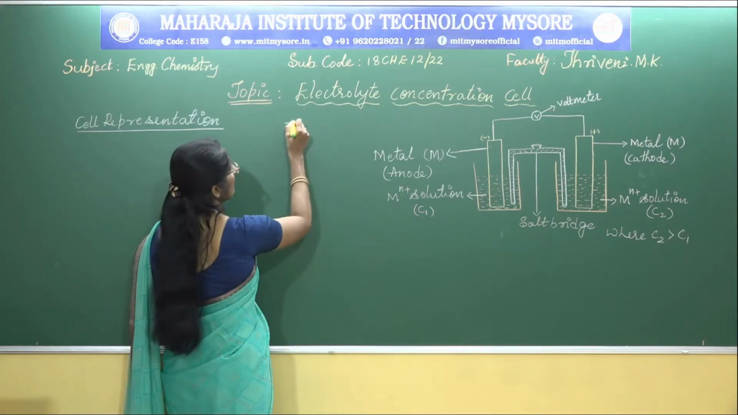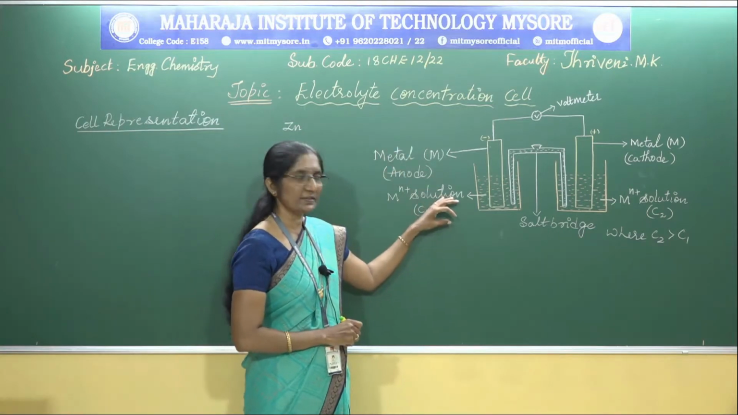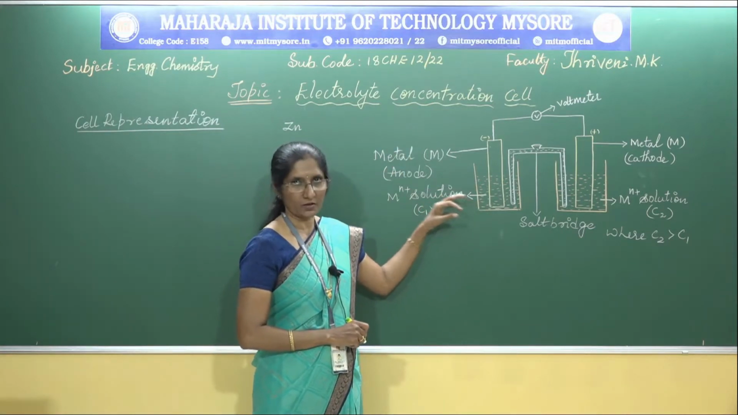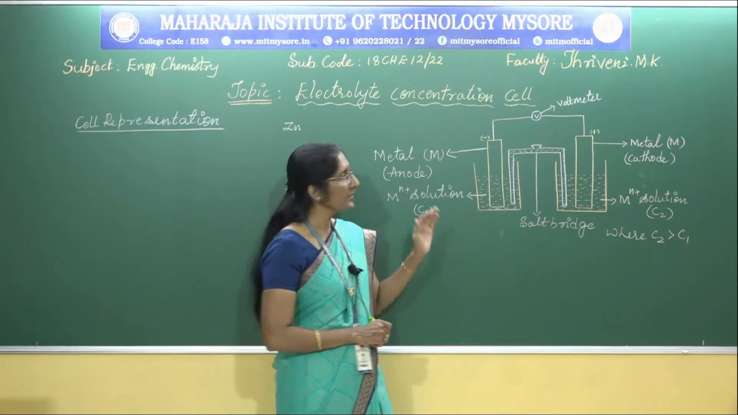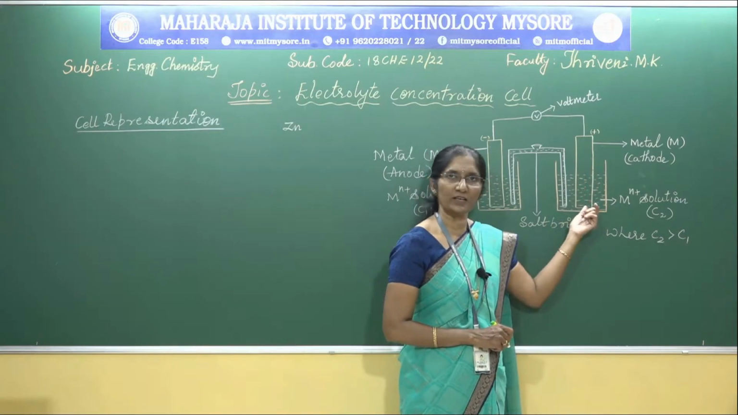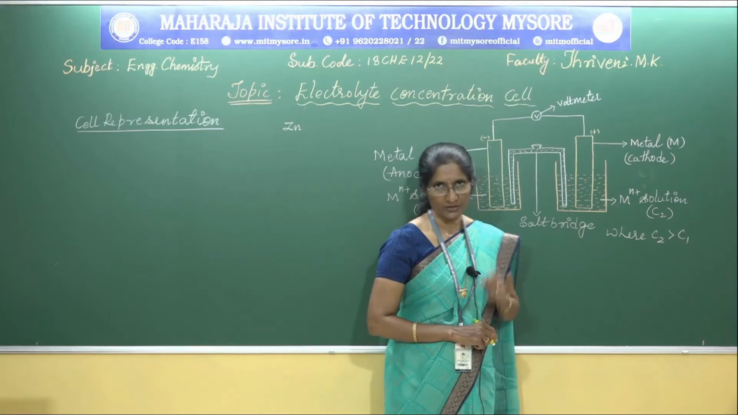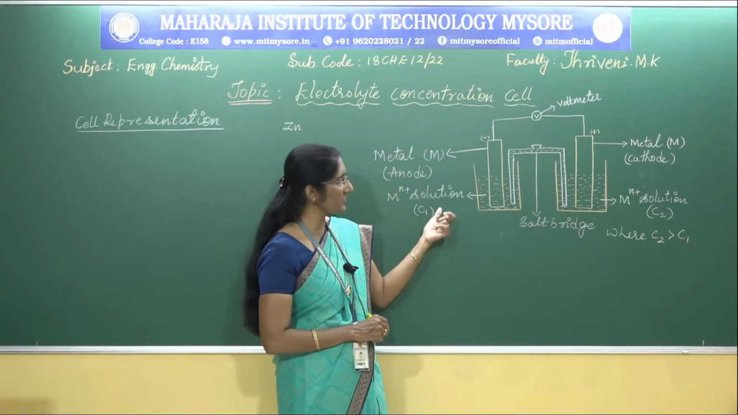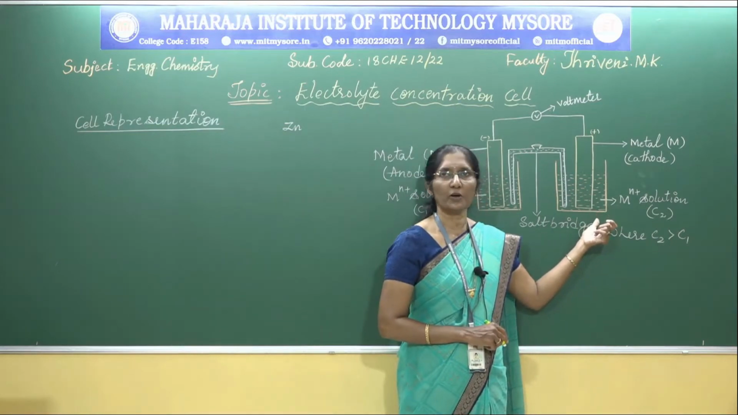So what is the symbol for zinc? It is Zn. That means zinc is in contact with zinc ions, and let us assume that the concentration is 0.1 molar. Similarly, in another half cell, zinc metal is in contact with zinc sulfate solution. Its concentration is 0.5 molar. Observe that here the concentration of zinc ion is 0.1 molar, and here the concentration of zinc ion is 0.5 molar.